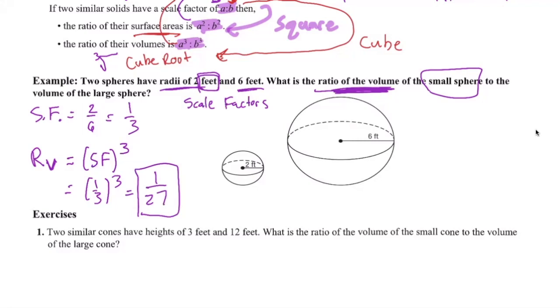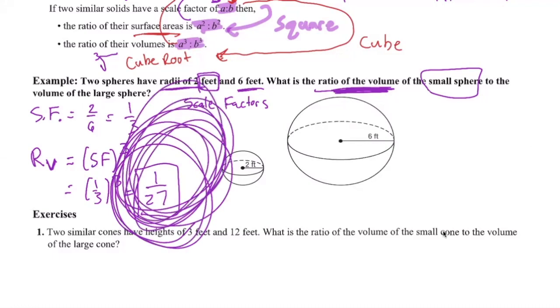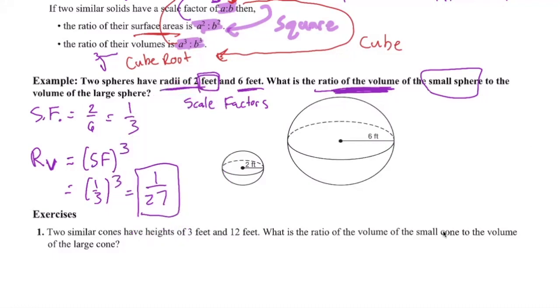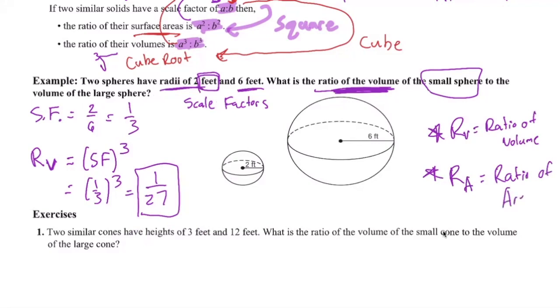You don't have to add units to your answer. Not for this one. It's just the ratio, so in the end you're not really talking about any dimensions. This is just the ratio of the volume. I'll leave this here as a side note: RV, for shorthand, means ratio of volume, and ratio of area will be RA, the ratio of the area or surface area. That'll be my notation. You guys can use it too instead of writing the whole thing out.